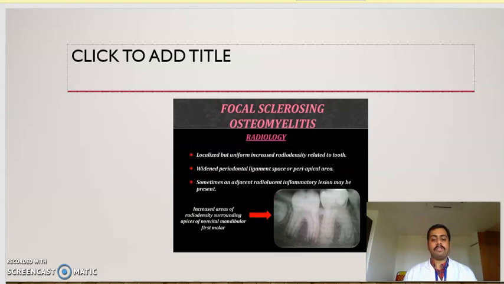Now we look at the röntgenographic features of focal sclerosing osteomyelitis. Localized but uniform increased radiodensity related to the tooth, widened periodontal ligament space, or periapical area. Sometimes an adjacent radiolucent inflammatory lesion may be present. In the radiograph, we can see an increased area of radiodensity surrounding the apices of the non-vital mandibular first molar.